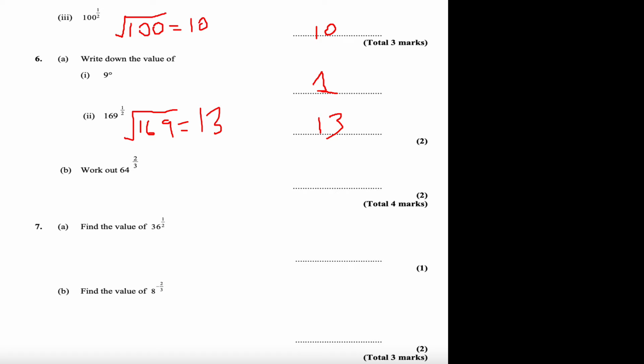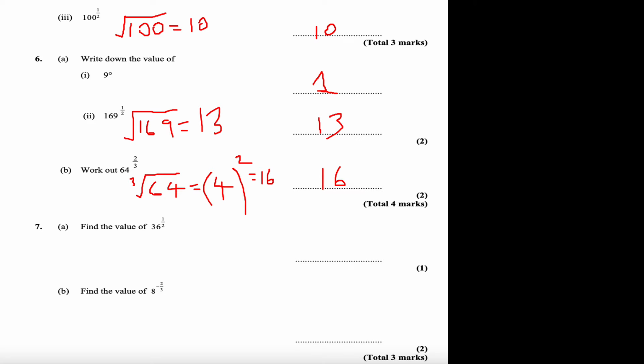Right, guys, part b, 64 to the 2/3. Now, what I've got to do here is take the cube root of 64, which is 4, because 4 times 4 times 4 is 64, and then I raise it to the power of the numerator. So 4 squared, which is 16.